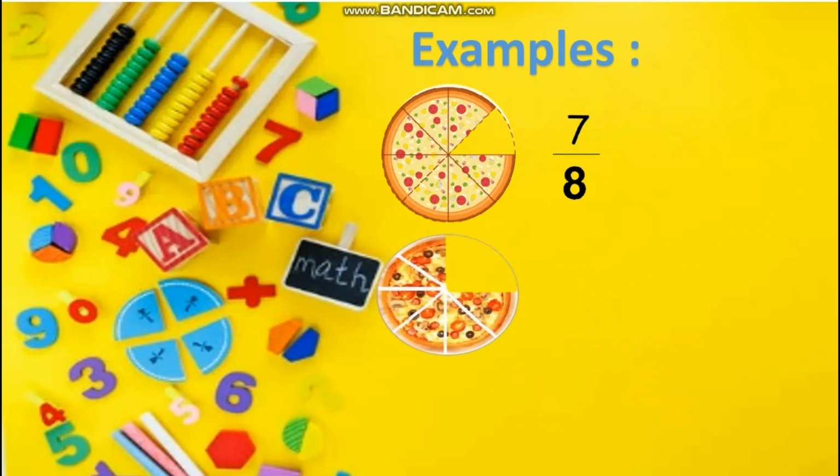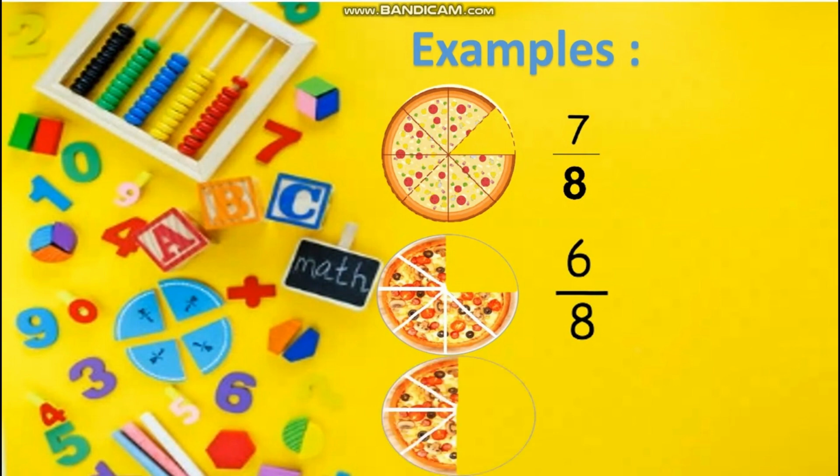Now, if one more slice is taken out, and we count the slices, 1, 2, 3, 4, 5, 6. But the total parts are still the same, that is 8. So the denominator will remain 8, and the numerator is 6. So the fraction for this pizza is 6 by 8.